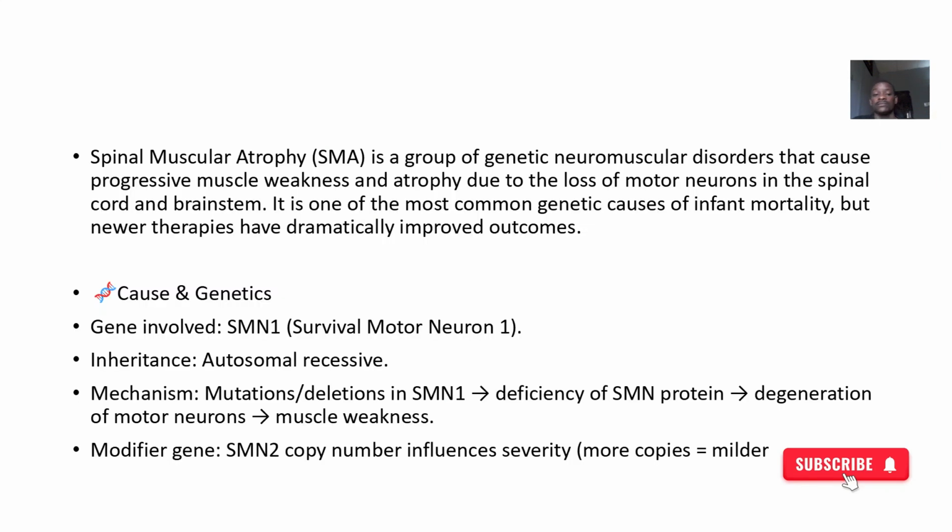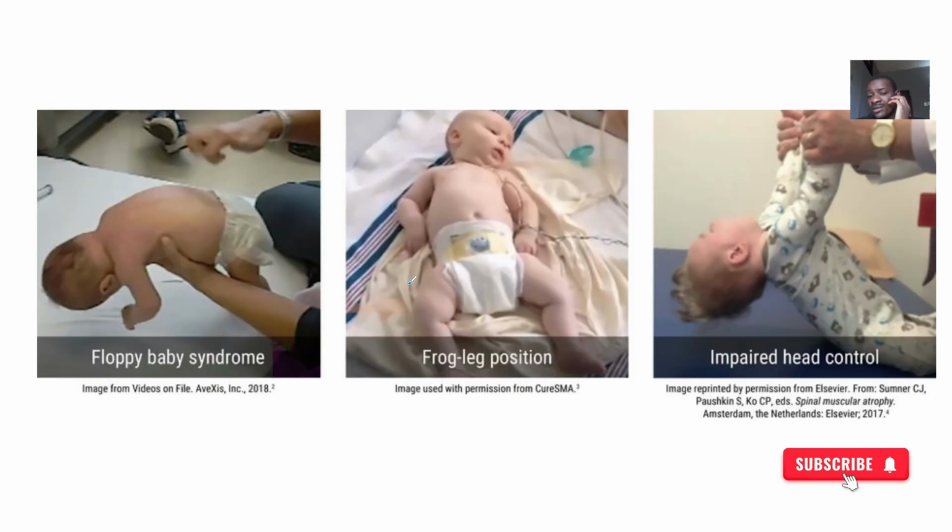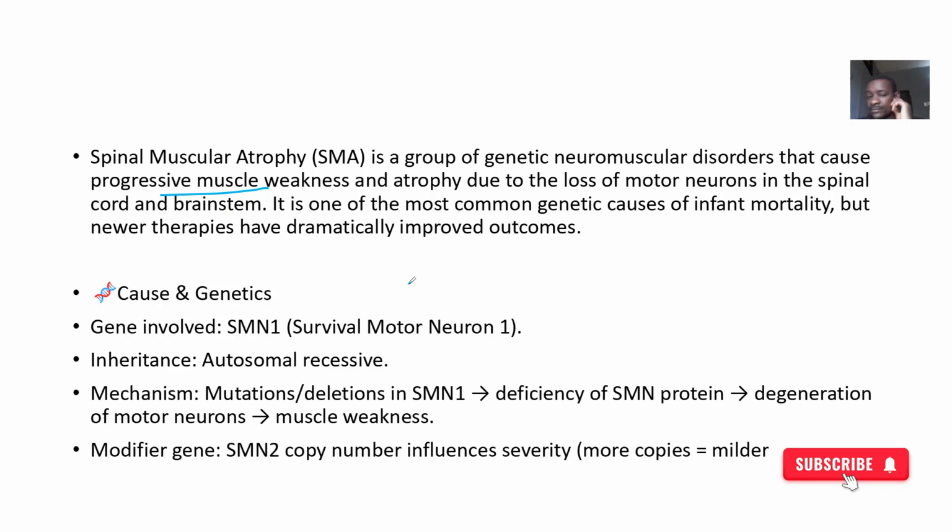So it's a group of genetic neuromuscular disorders. Just like I was telling you guys, it's not a single disease condition. We have different types. It can cause progressive muscle weakness and atrophy due to loss of motor neurons in the spinal cord and the brainstem. So the nerves that are supposed to be communicating with the muscles are being lost. Do you understand? It's one of the most common genetic causes of infant mortality. A baby is so weak, the baby is in a position they don't like, but they can't change. This kills children, right? Sudden infant death.